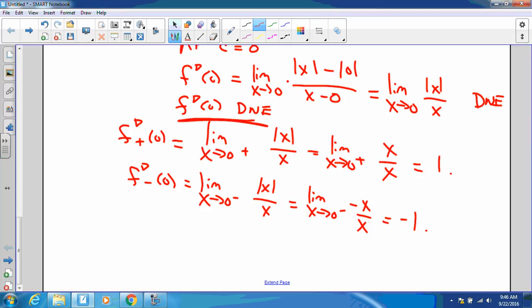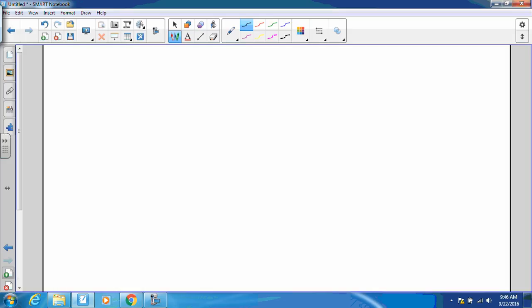And here's the thing that beginning students will often trip themselves up on. The derivative from the right and the derivative from the left are found by taking a limit. But it's not the limit of f. It's the limit of the difference quotient of f. So let's formalize all this.